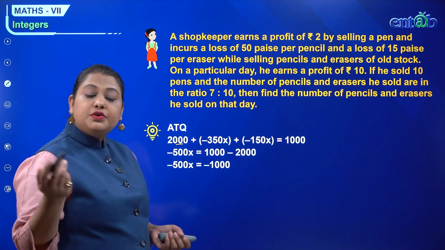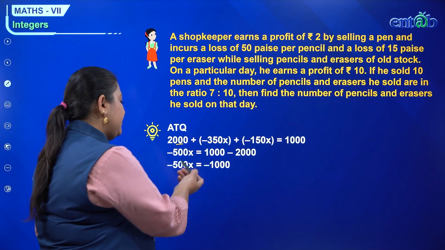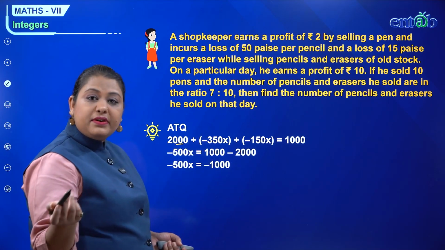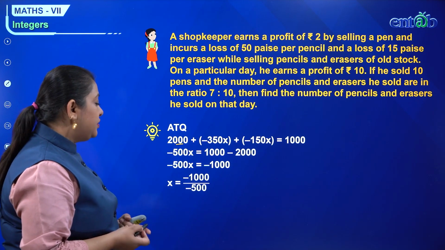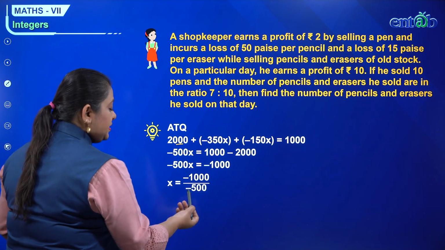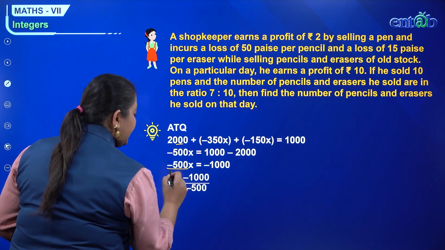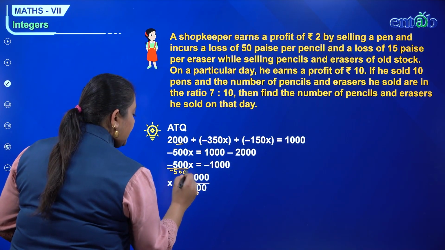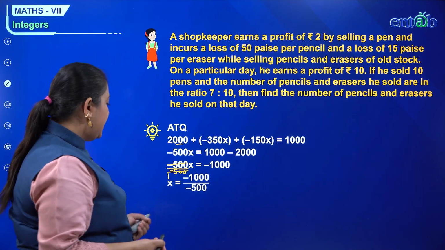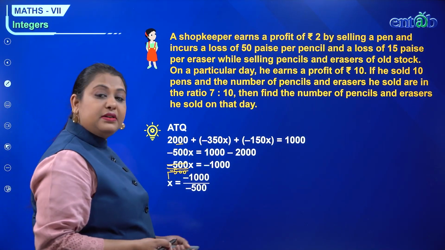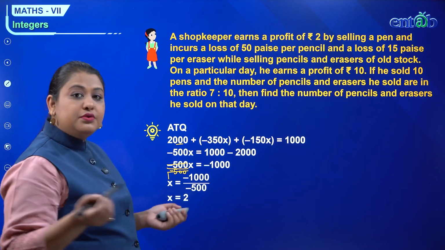Now, what should I do? What should be my next step? I need the value of x. So, I will divide by minus 500 both sides, right. So, dividing by minus 500 both sides, what do I get? Minus 1000 upon minus 500. Since when I divide by minus 500 both sides, this gets cancelled and I am left with this, right. So, what is minus 1000 divided by minus 500? That is 2. So, x is equal to 2.